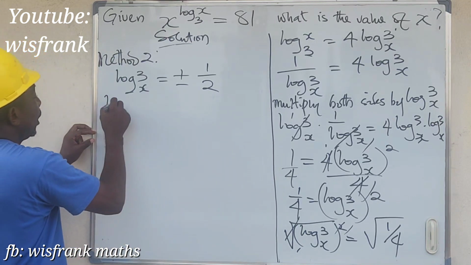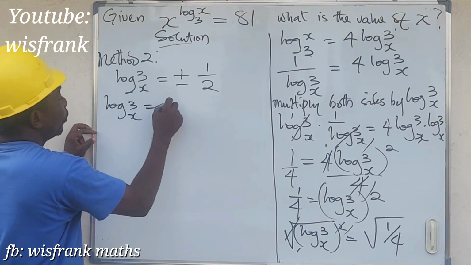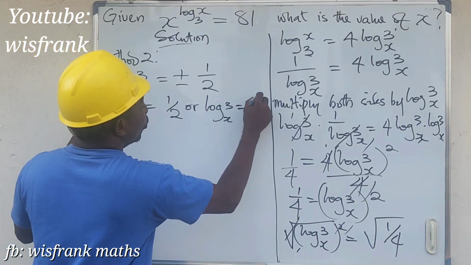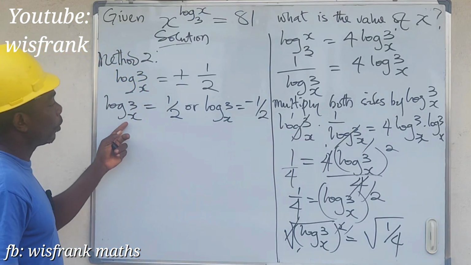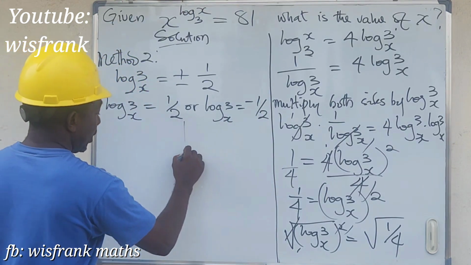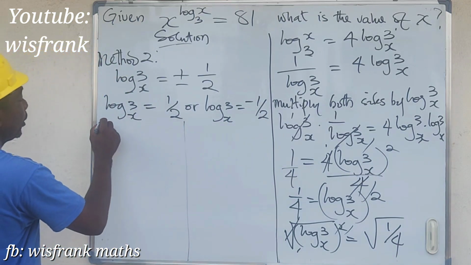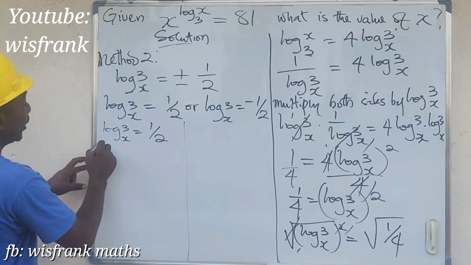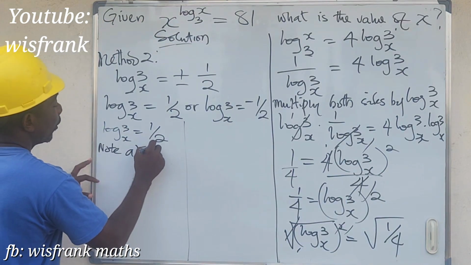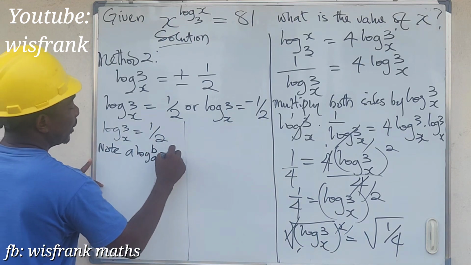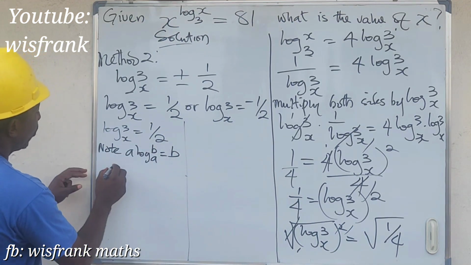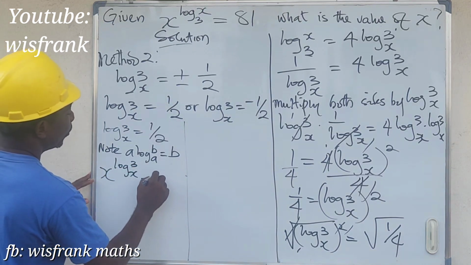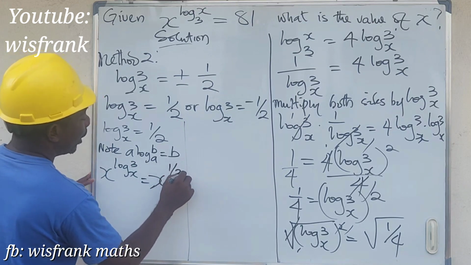So the first one is log 3 to base x equals 1 all over 2, or we have log 3 to base x equals minus 1 all over 2. Let's take the first one first. Here we recall that a to the power of log b to base a is the same thing as b. Expressing this in this format, we have x to the power of log 3 to base x equals x to the power of 1 all over 2.